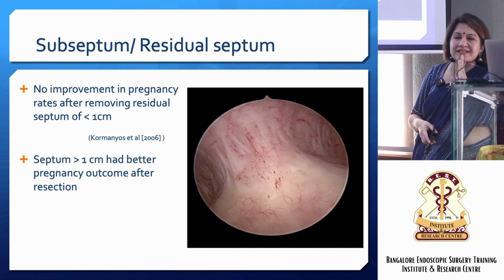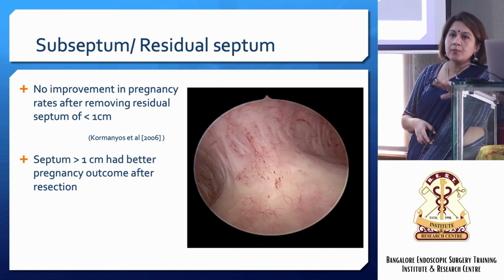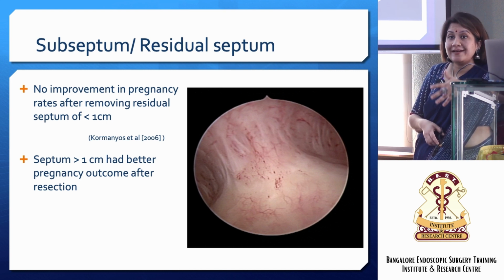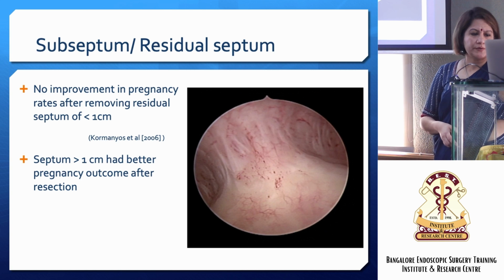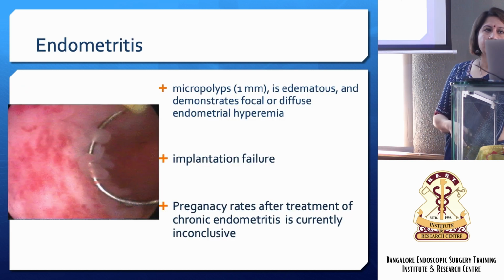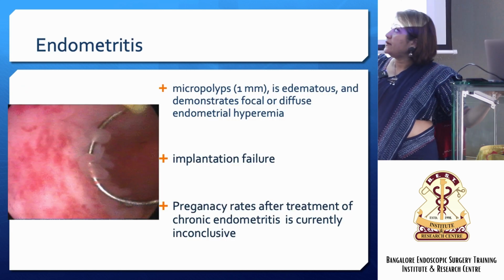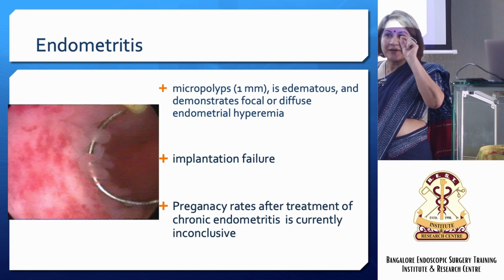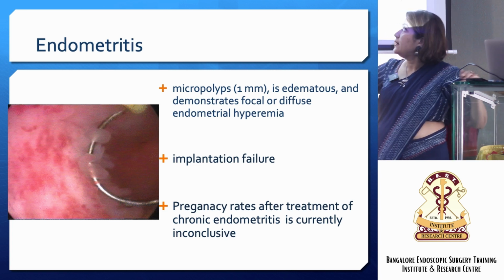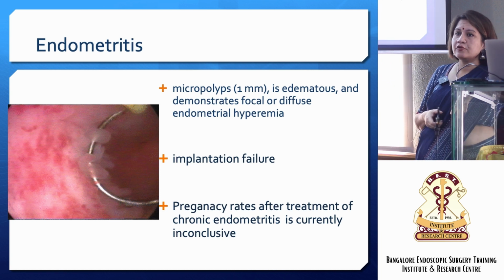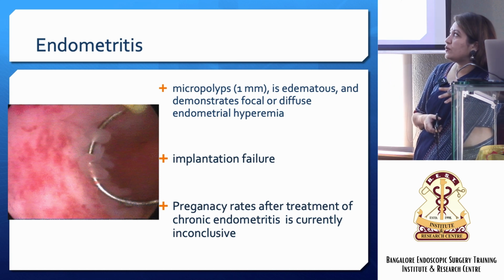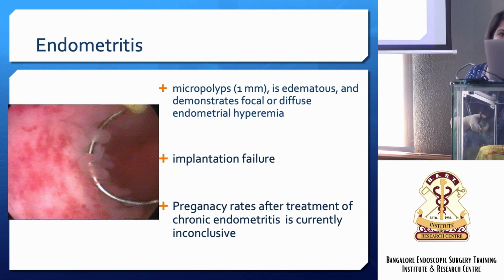Sometimes the fertility specialists would like that also to be removed, especially if they've had a failed IVF. But this is a little controversial whether it's really useful or not. But no harm in doing it if you find one. The other thing, endometritis can appear like small micro polyps when you go close by. You can resect it, but why we need to know is from the point of view of the failed IVF, that's when the role comes. So this is how endometritis looks.